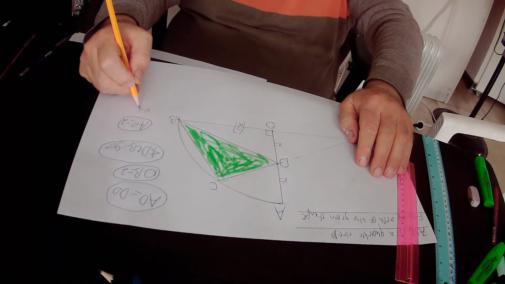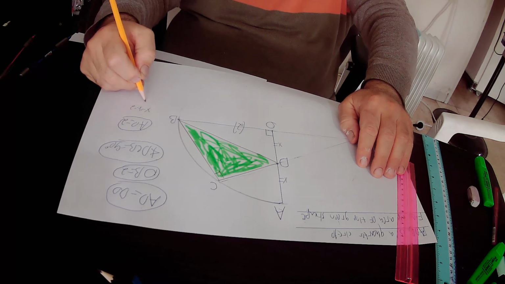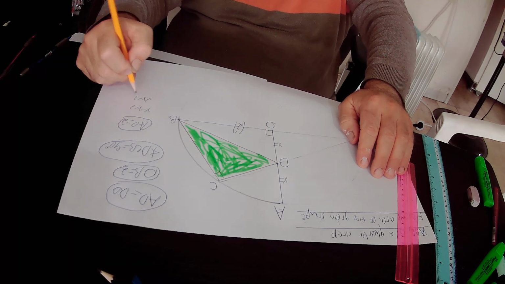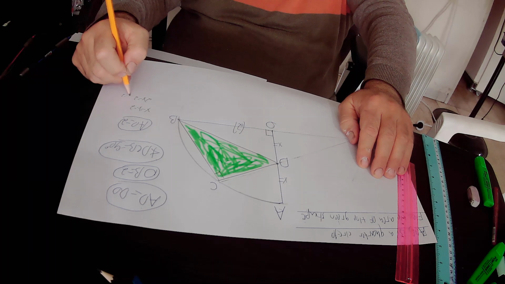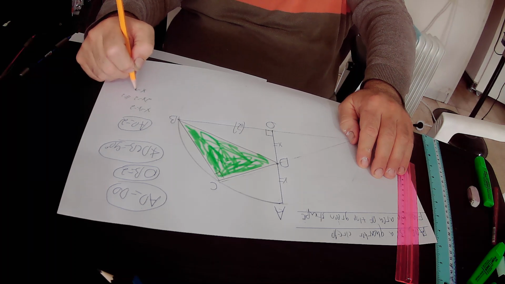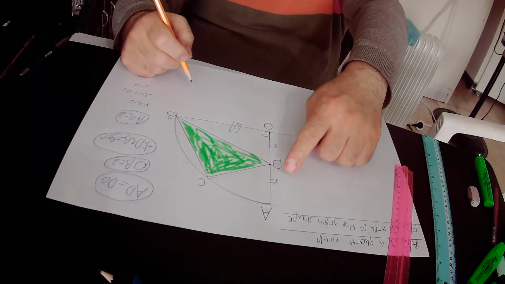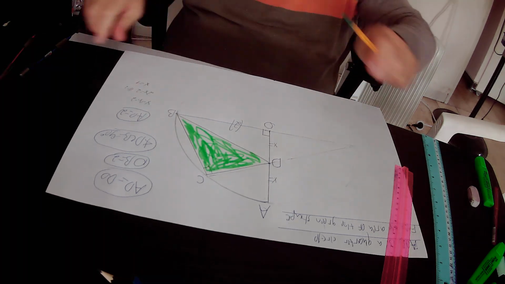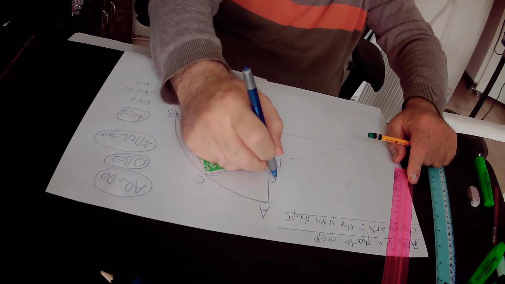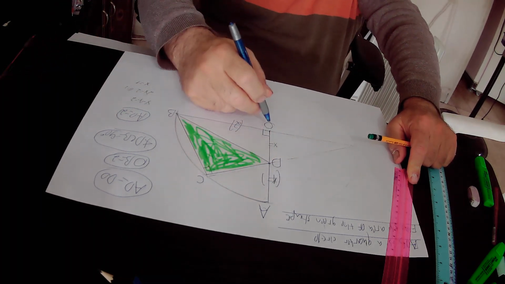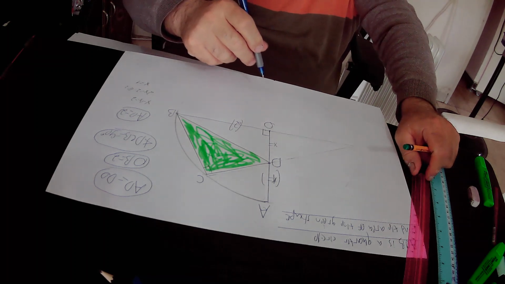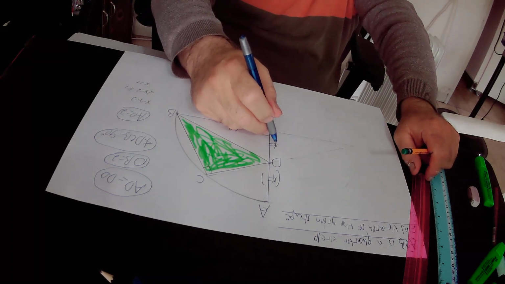x plus x is 2x, so 2x equals 2. We divide this equation by 2, we get that x equals 2 over 2, that is 1. So AD, that is equal to x, equals 1 unit, and DO, that is also equal to x, equals 1 unit.